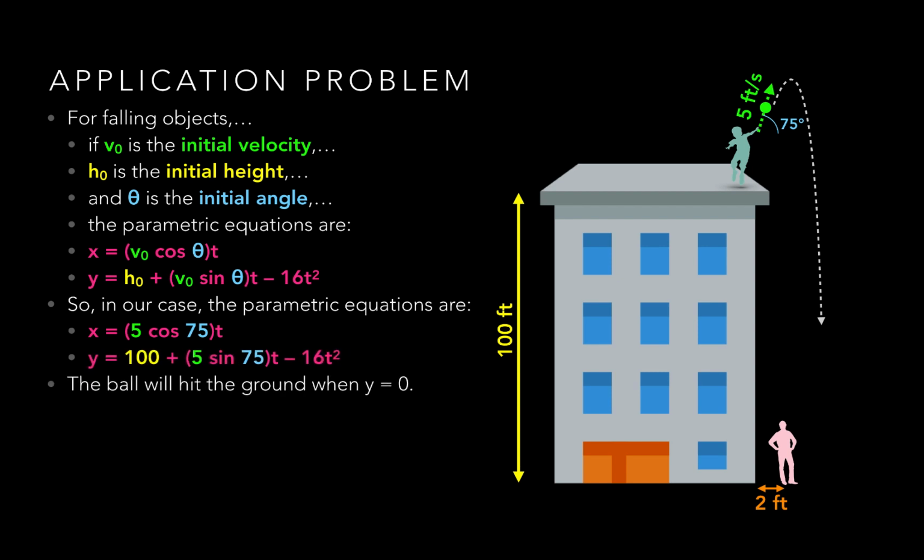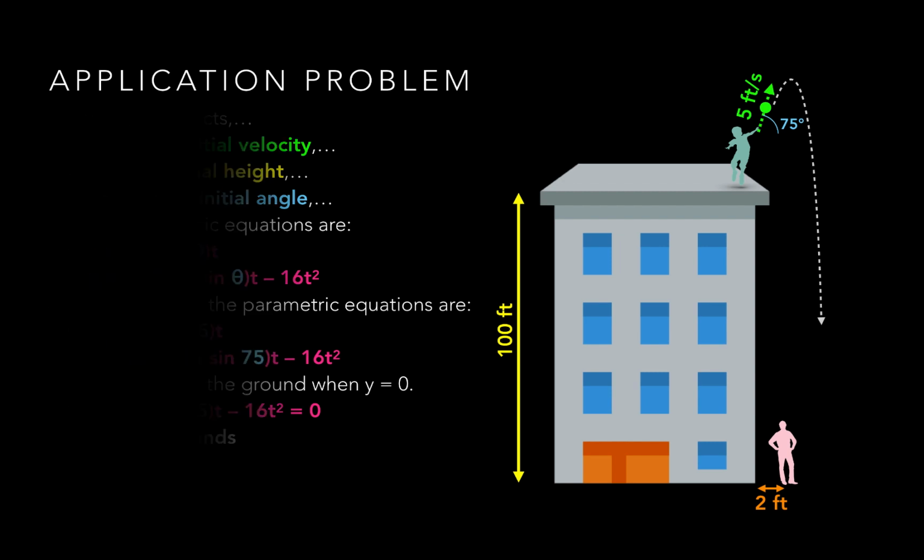Now I need to know when the ball will hit the ground. Well, that happens when the y value is 0. So all I have to do is take my y equation and set y equal to 0 and solve. If I do that, I do get a negative value, but I'm not interested in that because time starts at 0. So the only positive value that makes sense is 2.655 seconds.